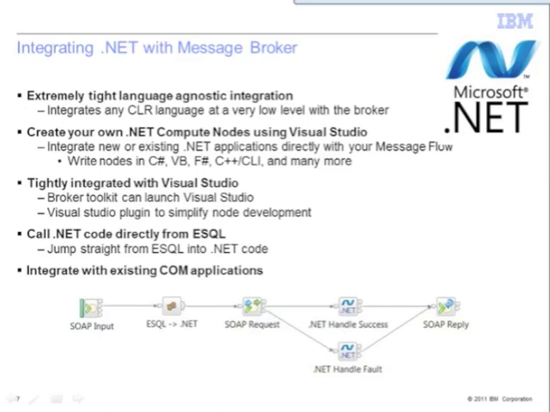This allows you to write your transformation logic and your .NET compute nodes in any of the CLR version 4 supported languages, such as C#, VB, F#, etc. And it's tightly integrated with Visual Studio because Visual Studio is the development environment that you use to develop .NET compute nodes for Message Broker. And we provide plugins for the Visual Studio environment that you'll see as we move through what we've done with those plugins and how they work.